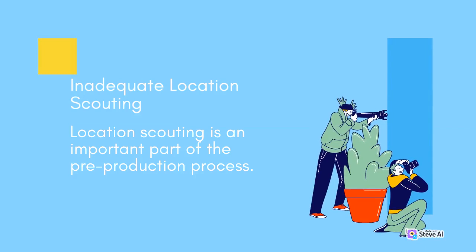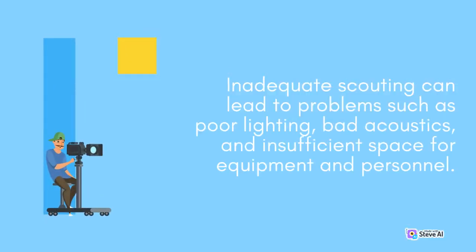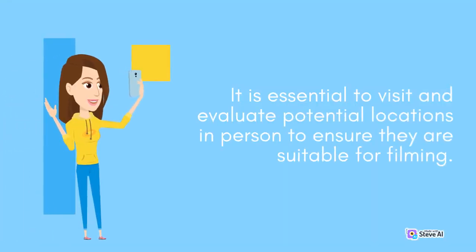Inadequate location scouting. Location scouting is an important part of the pre-production process. Inadequate scouting can lead to problems such as poor lighting, bad acoustics, and insufficient space for equipment and personnel. It is essential to visit and evaluate potential locations in person to ensure they are suitable for filming.